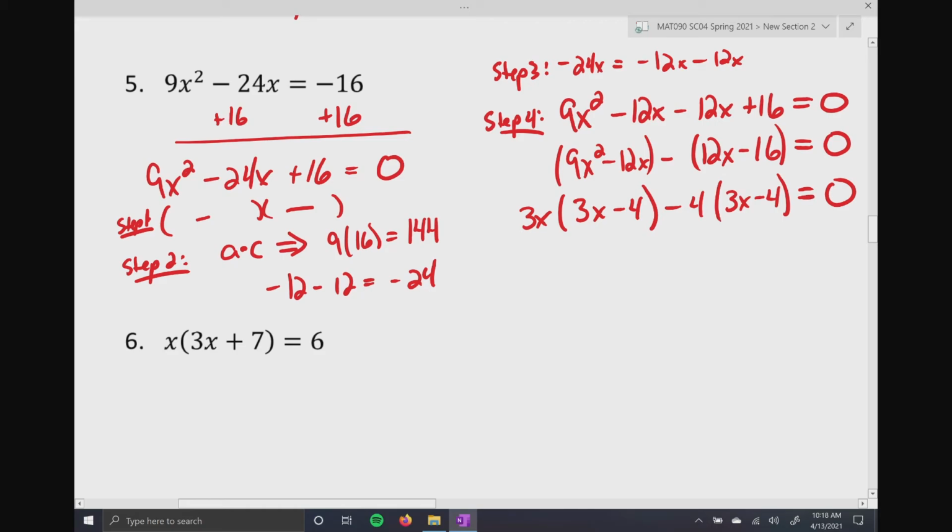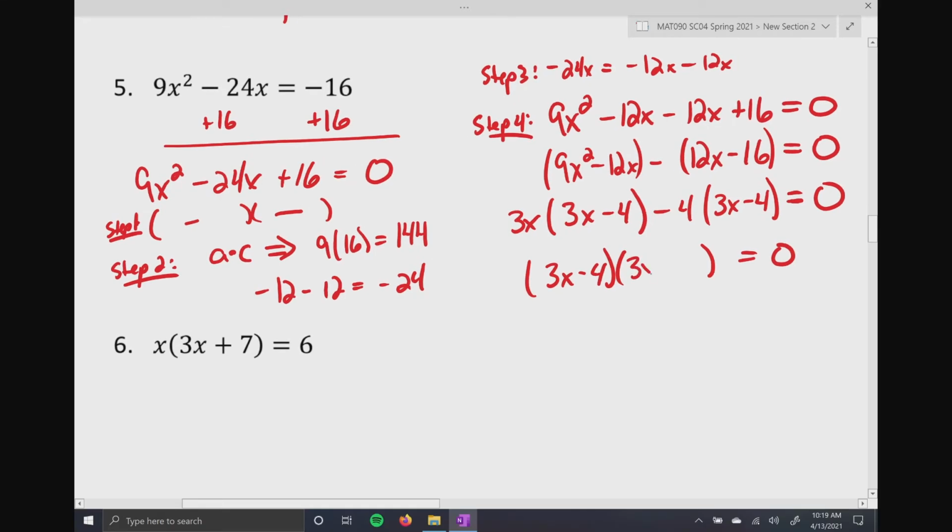Now, I am the happiest person alive because my binomials inside the parentheses match. They are both 3x minus 4. I know I'm right. So I factor out the 3x minus 4, which is inside the parentheses. And then whatever's left over goes inside the second set of parentheses, which is just another 3x minus 4. So step 2 is now done, which is factor.